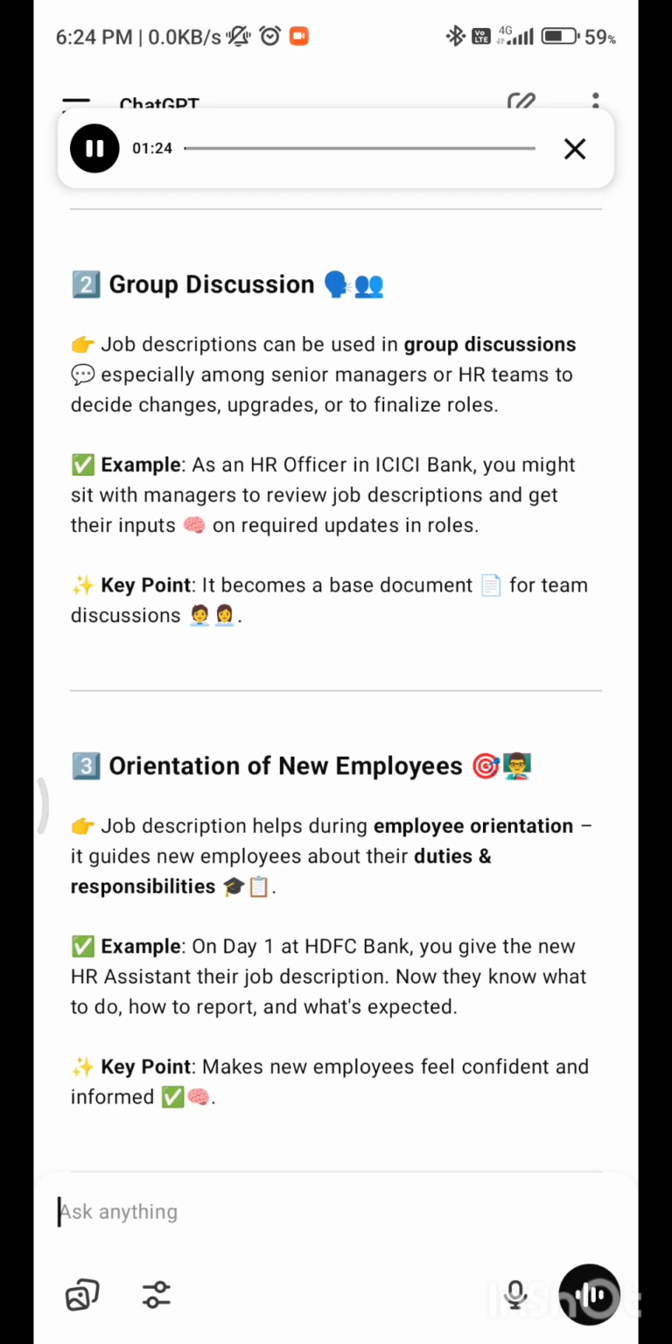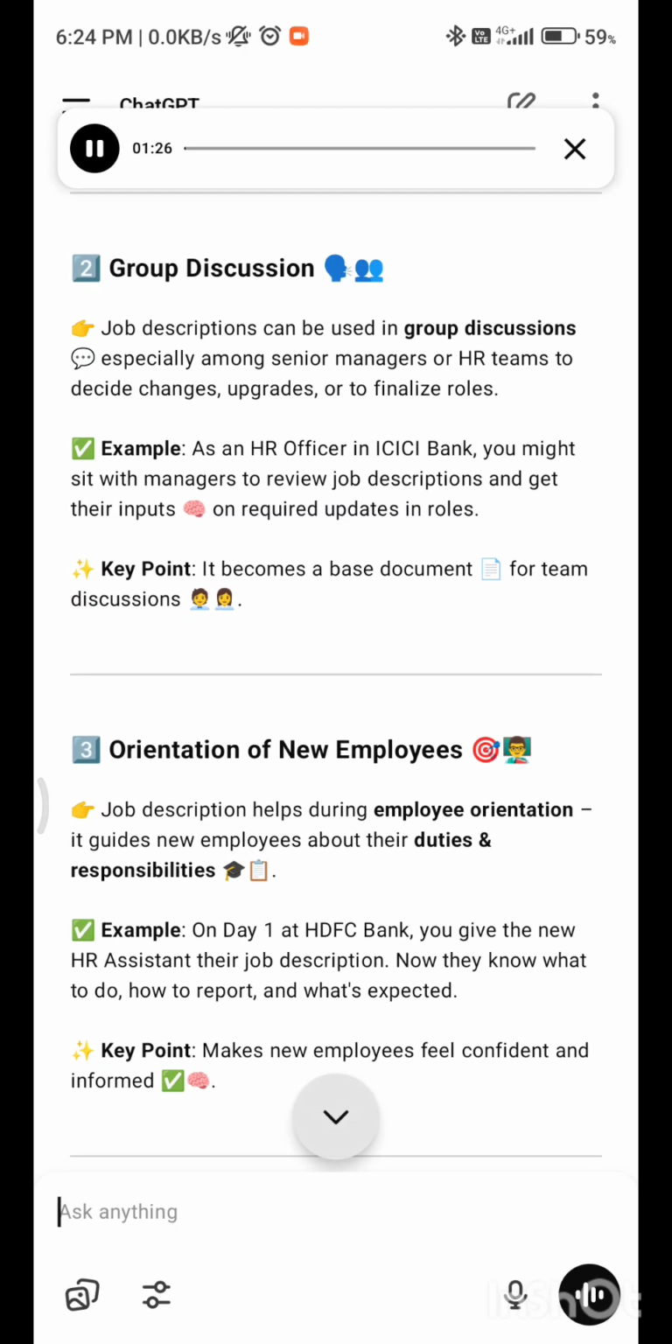2. Group discussion. Job descriptions can be used in group discussions, especially among senior managers or HR teams to decide changes, upgrades, or to finalize roles. Example, as an HR officer in ICICI Bank, you might sit with managers to review job descriptions and get their inputs on required updates and roles. Key point: it becomes a base document for team discussions.